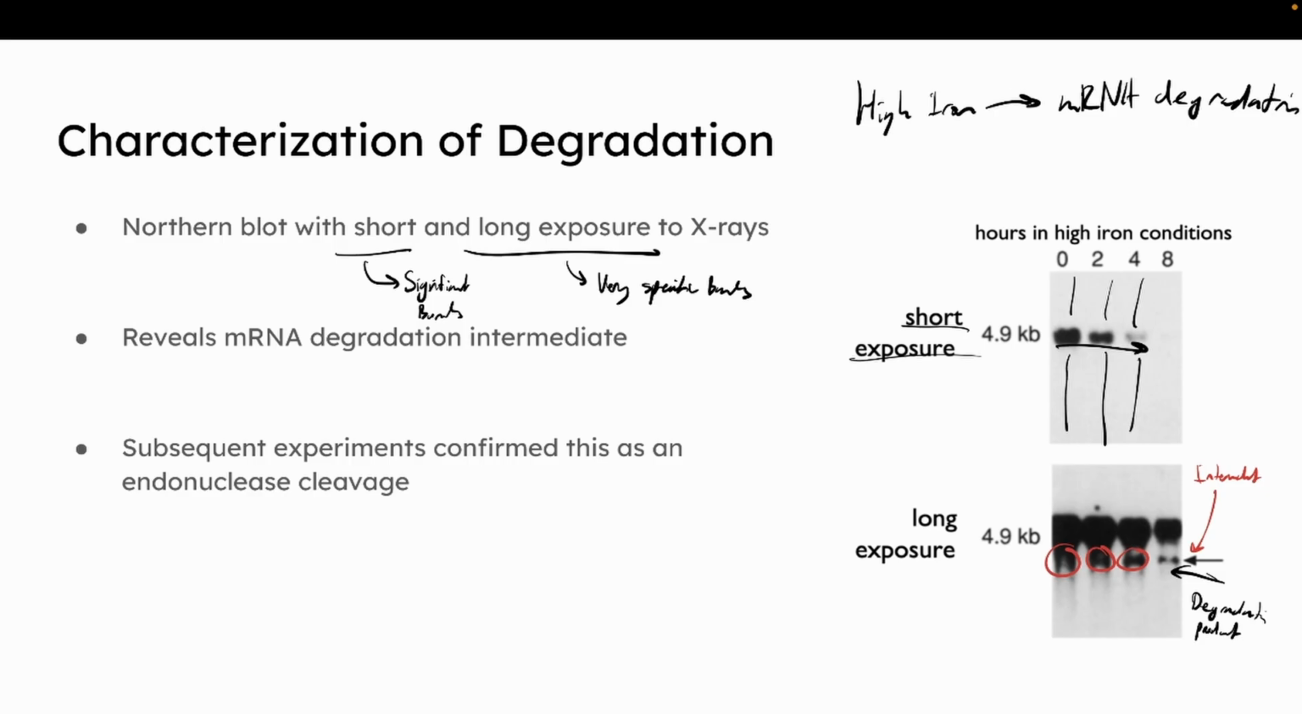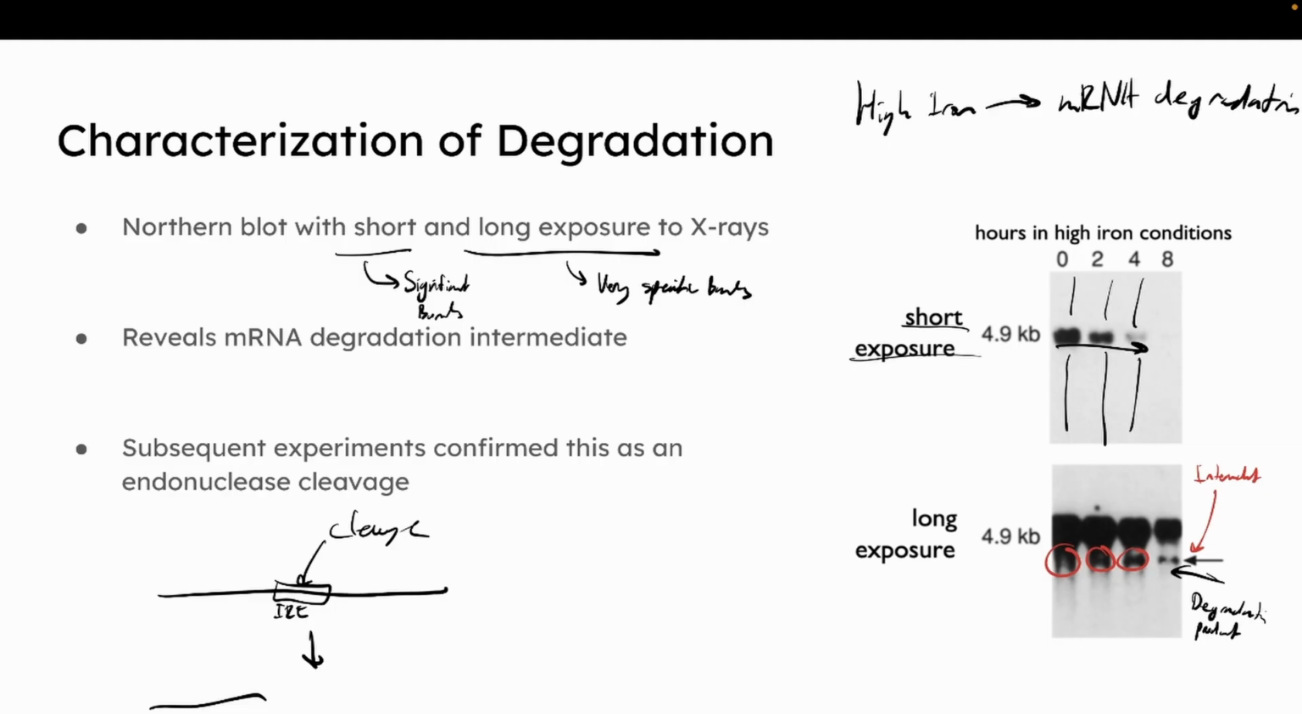And subsequent experiments confirm that this was an endonuclease cleavage. So this should make a lot of sense, right? We have our mRNA. We have our cleavage. Remember, this isn't high iron, so we have our IRE perfectly intact here with no binding protein on it. And you get your cleavage, and you get two pieces of RNA, and we're detecting one of them here.